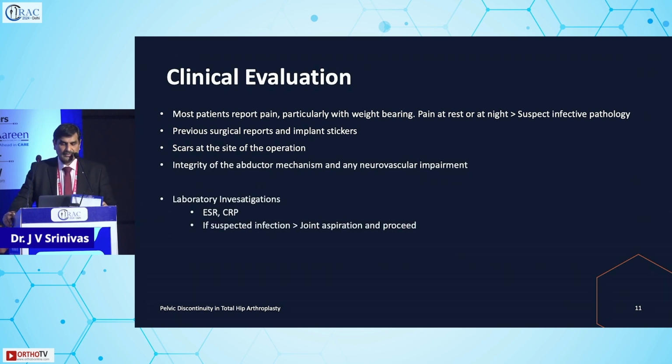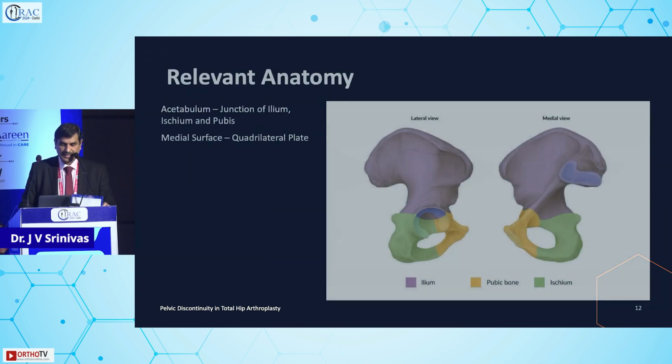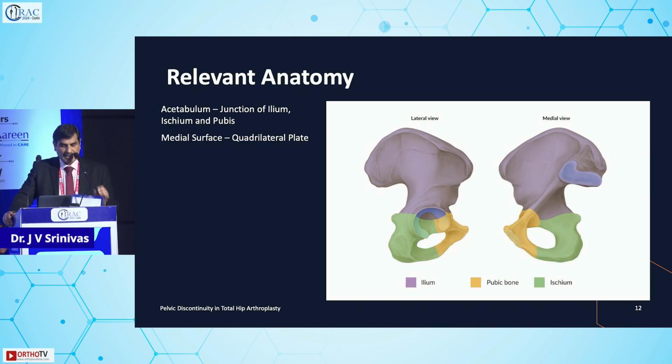So always you have to be clear. You should rule out infection when you are thinking of pelvic discontinuity. Rule out infection with ESR, CRP, if suspected. If at all you are suspecting infection, aspiration is a good idea. And as far as your diagnosis, you must know the relevant anatomy.